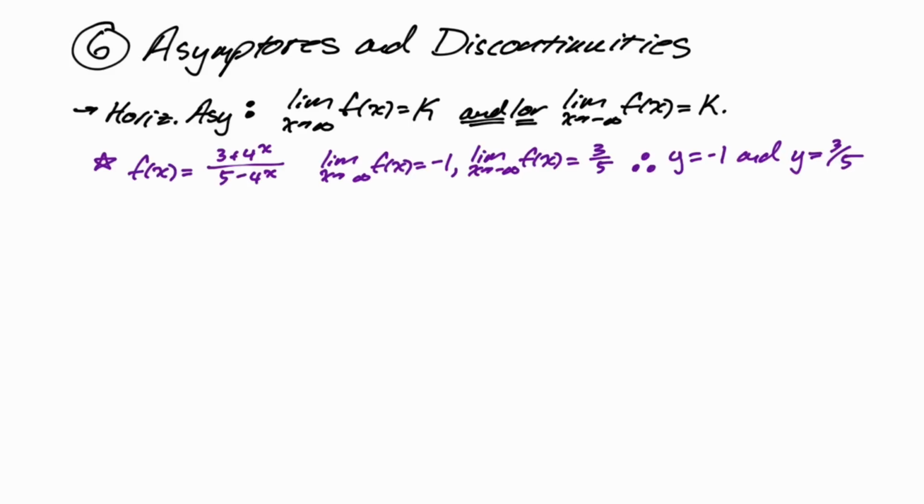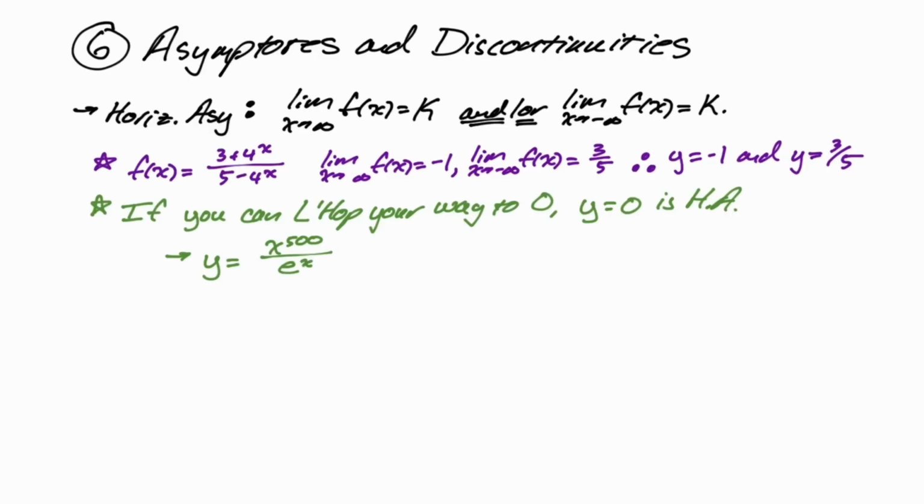Rational functions mess us all up because rational functions will only have one horizontal asymptote, so we all get lazy about it. But just remember, you got to go to positive and negative infinity. The next thing I would mention here is for horizontal asymptotes, if it's possible to just L'Hopital's your way to 0, then y equals 0 will be a horizontal asymptote. So for example, if you have y equals x to the 500 over e to the x, if you apply L'Hopital's rule like 500 times, or maybe 501, whichever it is, eventually the derivative of the numerator goes to 0. The denominator is always just e to the x. Eventually you will get 0. So if you can L'Hopital's your way to 0, y equals 0 will be a horizontal asymptote.